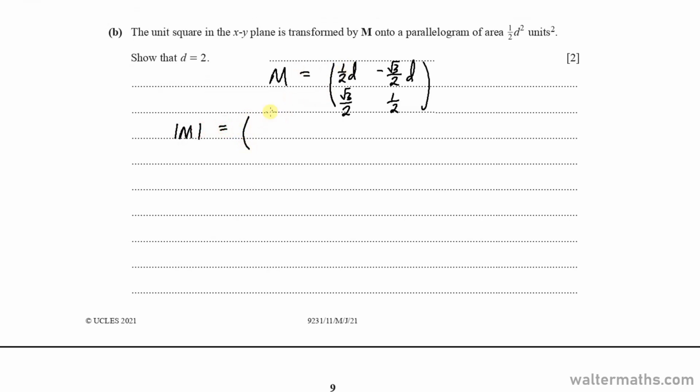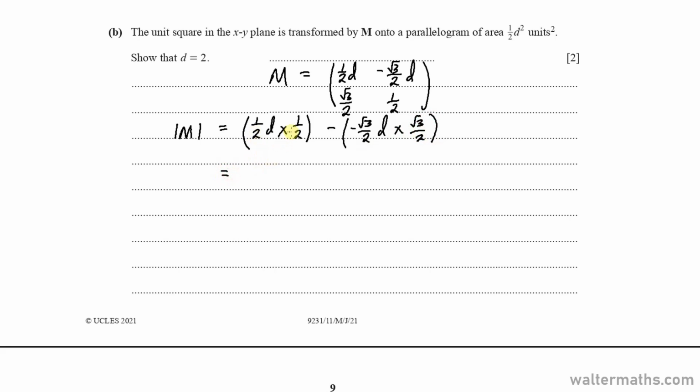So that's going to be half d times a half, and that's minus the product of minus root 3 over 2 d and root 3 over 2.